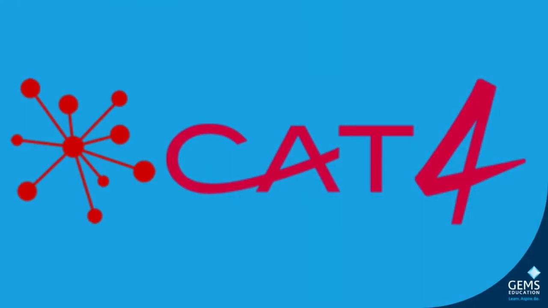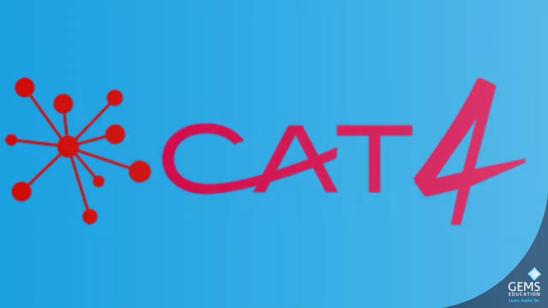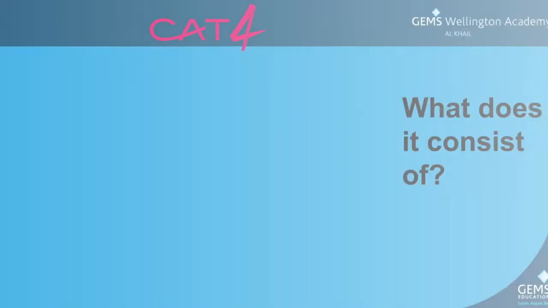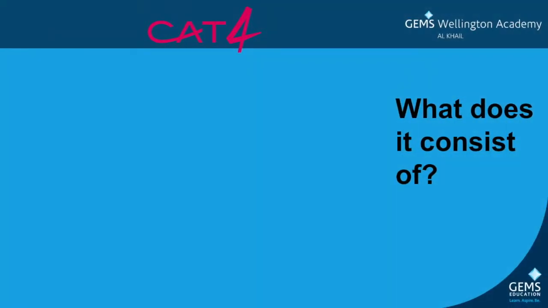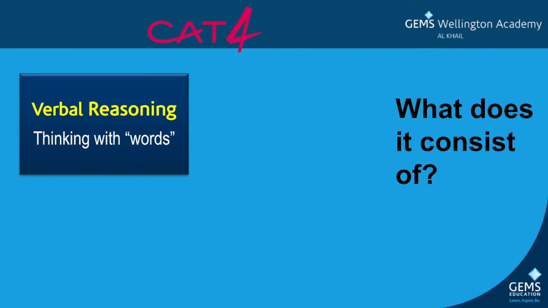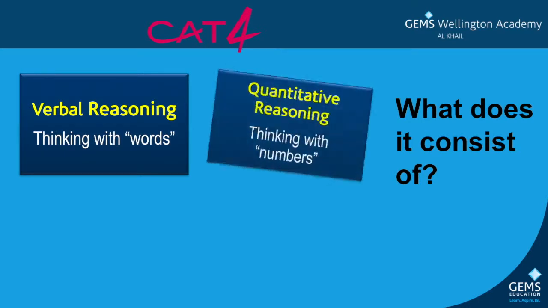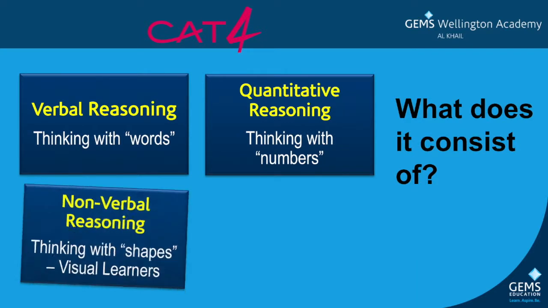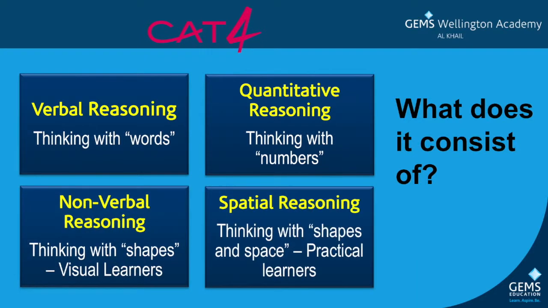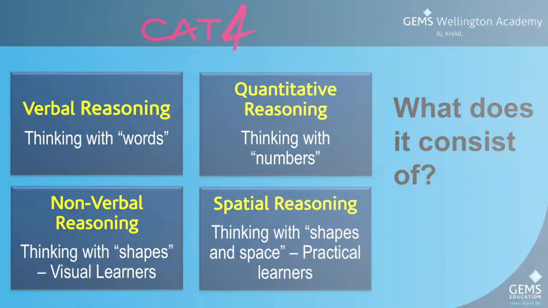CAT4 is a cognitive ability test. It's similar to an IQ test, and it assesses students in four main areas or batteries, and they are the verbal reasoning, so the child's ability to think with words in English, the quantitative with numbers, the non-verbal with shapes, and the spatial with shapes and space. And in the secondary school, the CAT4 gives an indicator of what the child is likely to achieve in their GCSEs, and we use this for target setting.